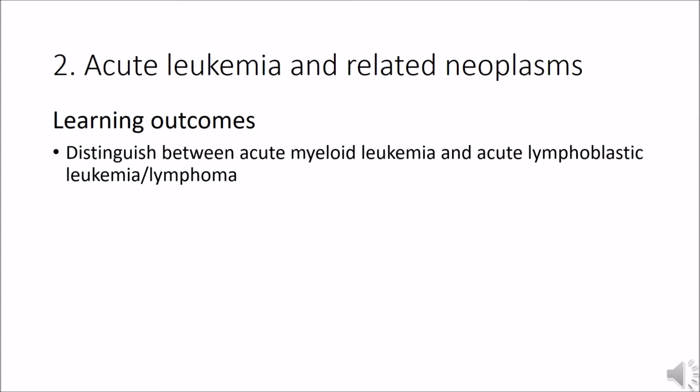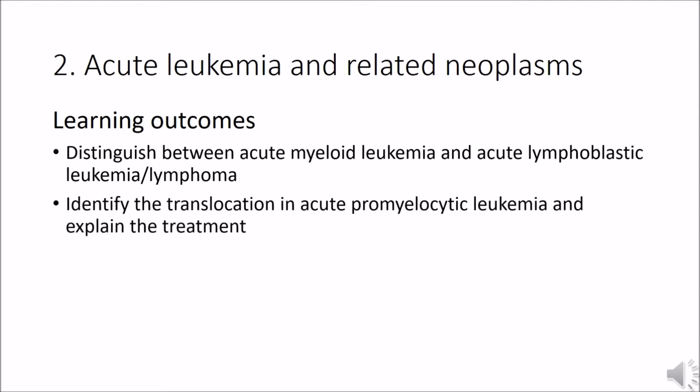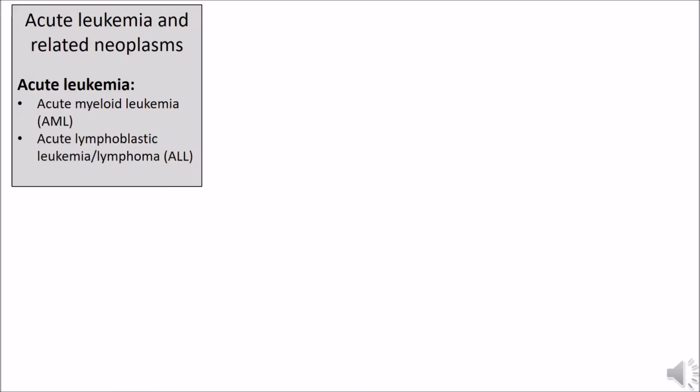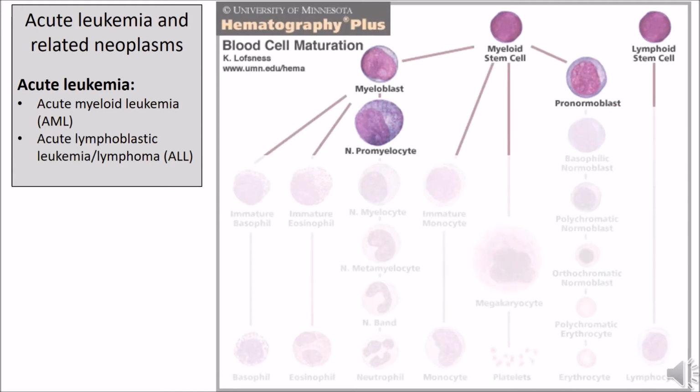and acute lymphoblastic leukemia/lymphoma, identify the translocation associated with acute promyelocytic leukemia, as well as the treatment, and finally summarize the differences between the myeloproliferative neoplasms. Acute leukemia is caused by a neoplastic proliferation of immature marrow cells, or blasts. These neoplastic cells have two fundamental problems. They proliferate wildly, and they suffer from a differentiation block, meaning they can't mature. The result is an accumulation of immature cells, which then spills into the peripheral blood.